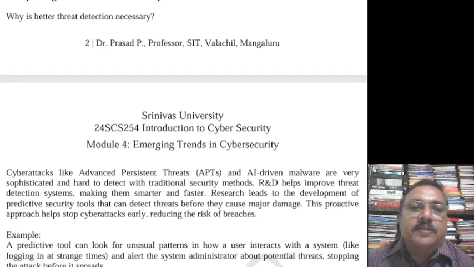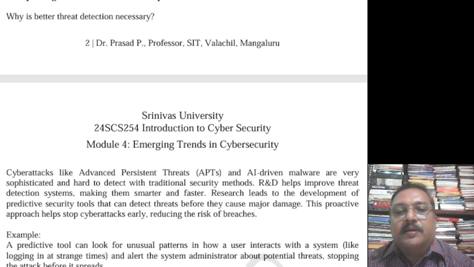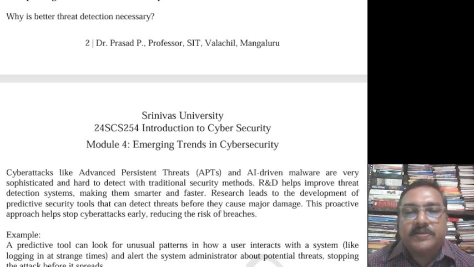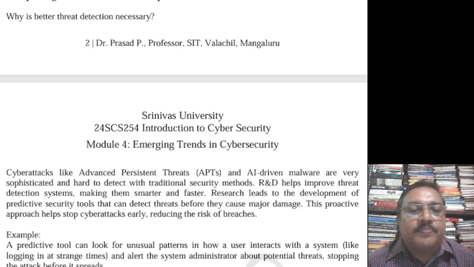What is better threat detection? Why is it necessary? Because cyber attacks like APTs, that is advanced persistent threats, and AI-driven malwares, not AI-driven security systems, AI-driven malwares are also there. They are very sophisticated, and it is very hard to detect them with the normal or traditional security methods. Therefore, research and development will help to improve the threat detection system by making the system or the method even smarter and faster to detect any of the threats.